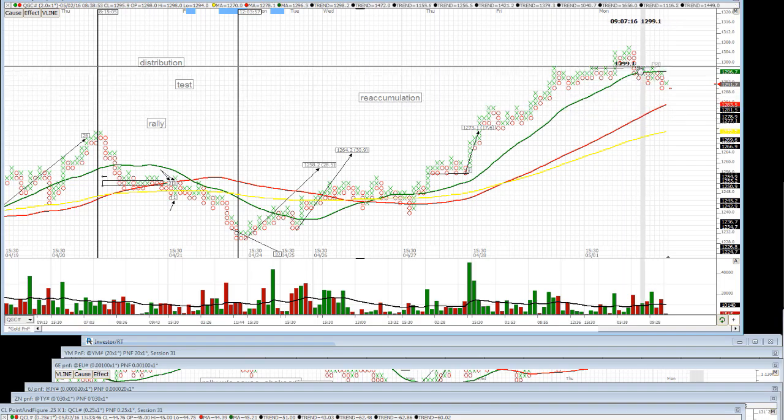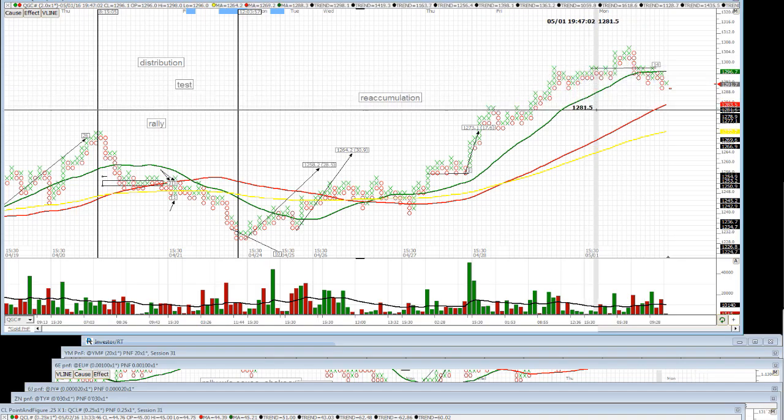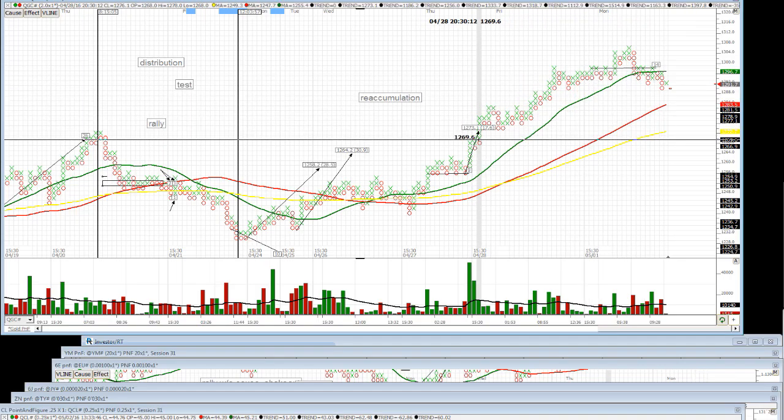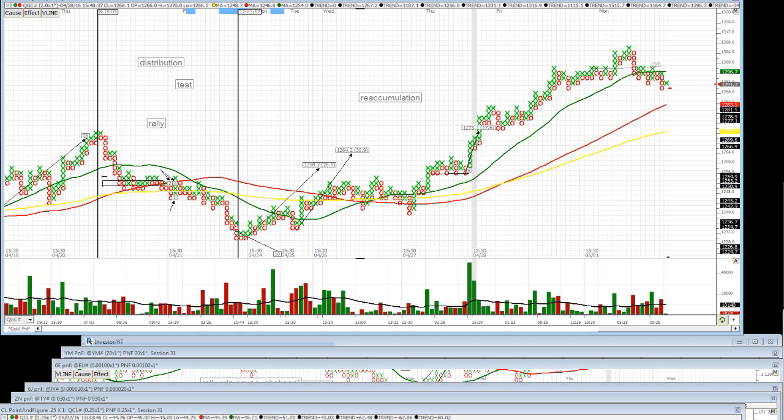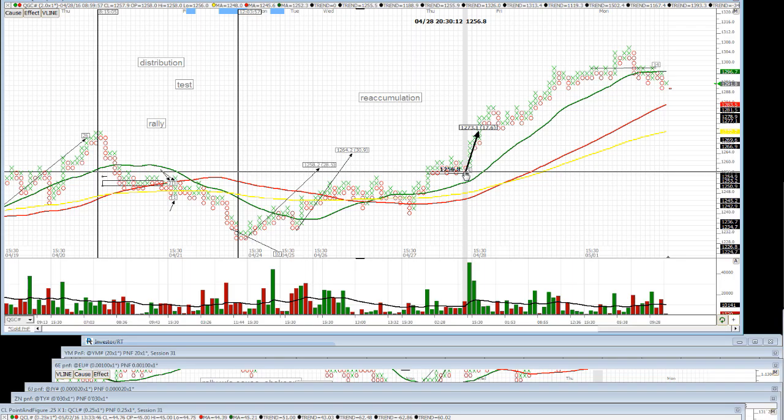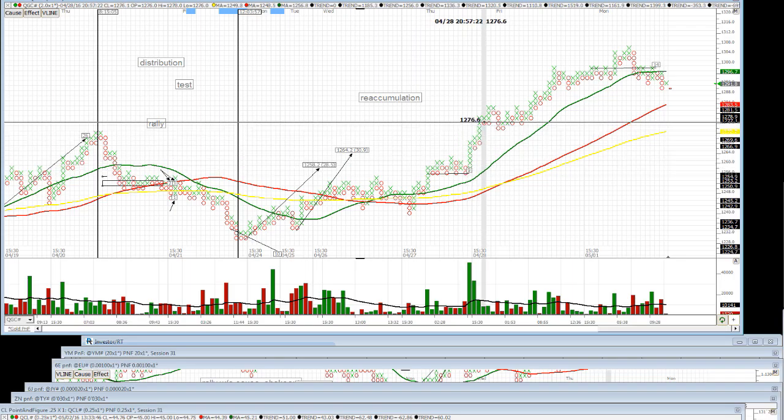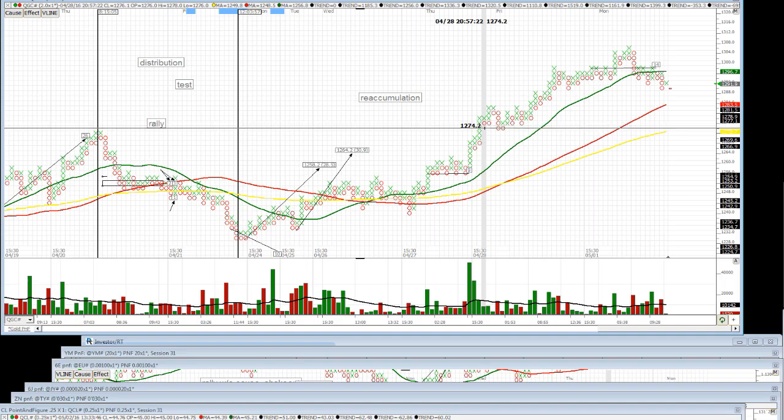So where are the lines of support? The lines of support that we have, there's a line of support here. This is the 1276 area. So you say 1276, 1274, 74 to 76. There's a support area there.